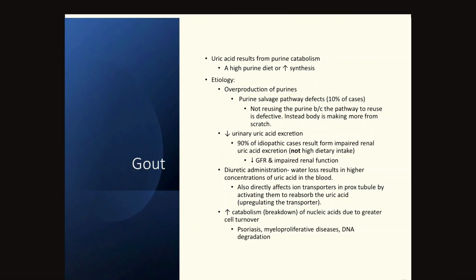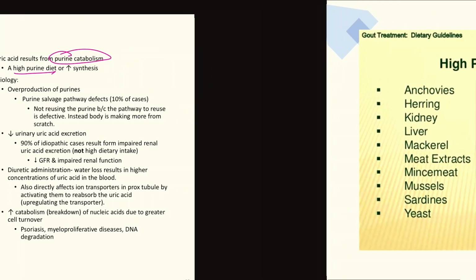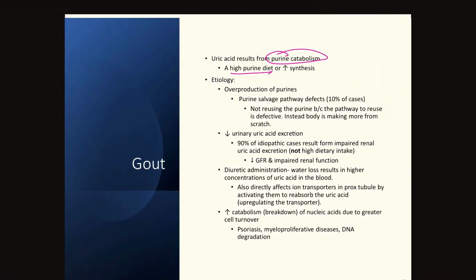So uric acid results from purine catabolism, so a high purine diet or high synthesis of purines will do that as well. I think I have a picture of purine foods. Yeah, I do. So etiology, what causes gout? What are the different causes?